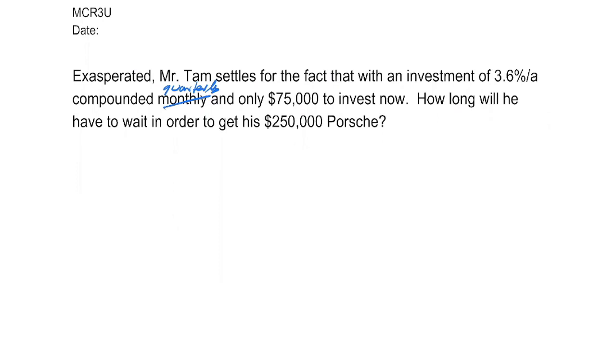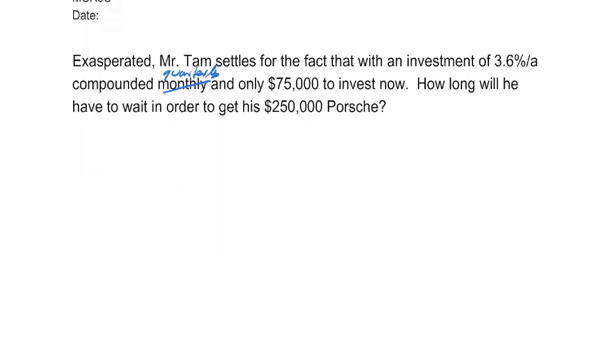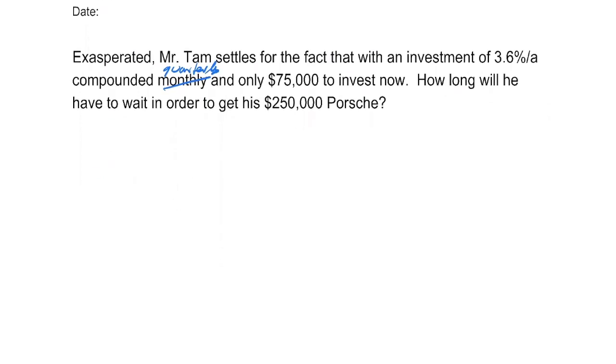I still only have $75,000. As much as I beg, borrow, or steal, I can't get more than $75,000. So the only other option I have is time. I just have to wait it out. So let's figure out how long I have to wait. We're still dealing with compound interest in this case.